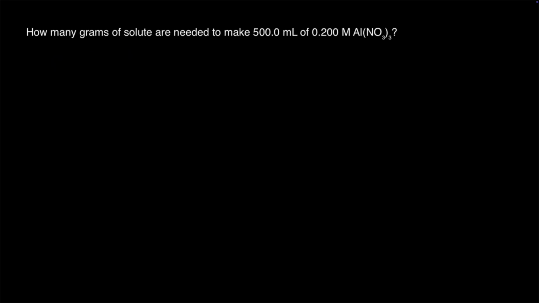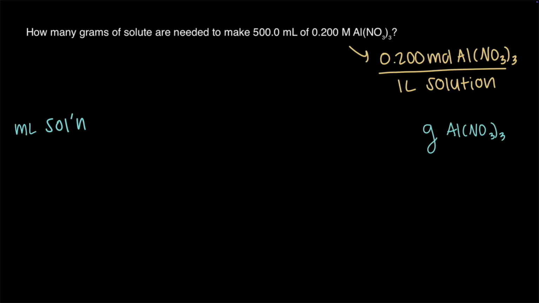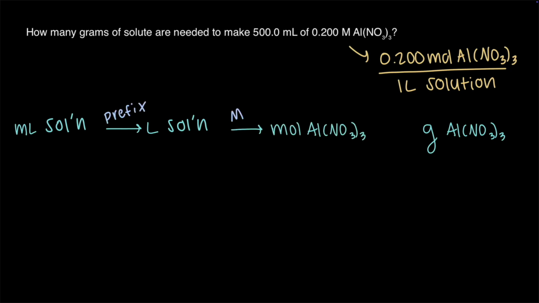How many grams of solute are needed to make 500 milliliters of 0.2 molar aluminum nitrate? Here, our solute will be AlNO₃. We are going to start with 500 milliliters of solution and convert to grams of aluminum nitrate. We can use the molarity conversion factor if we have liters. So we can convert milliliters to liters using a prefix to base unit conversion, then convert to moles using the molarity value, and then convert to grams using the molar mass of aluminum nitrate.